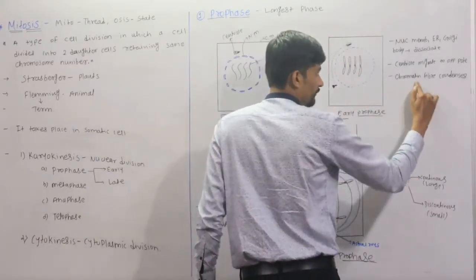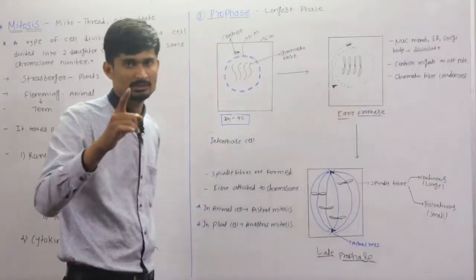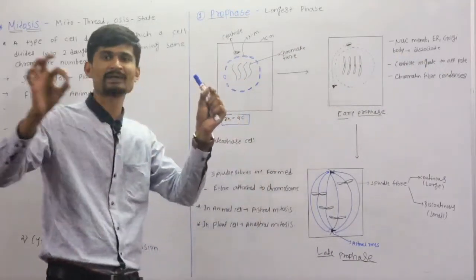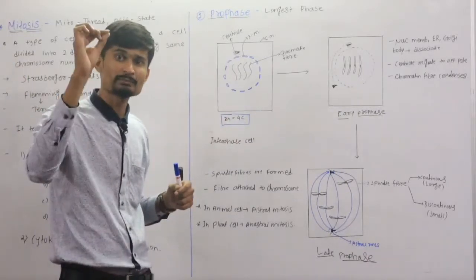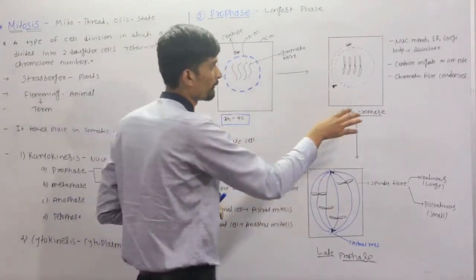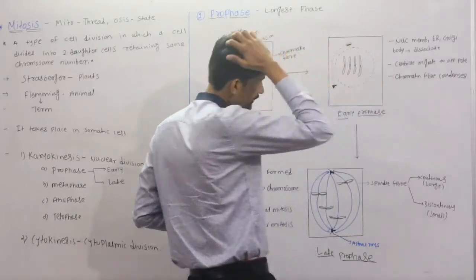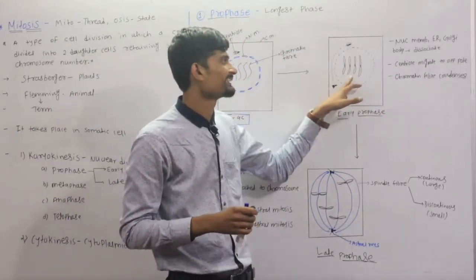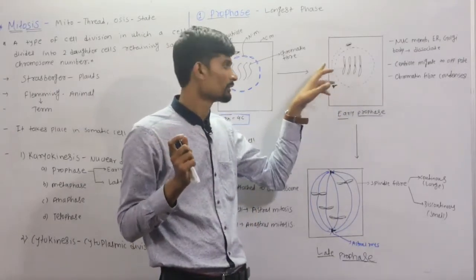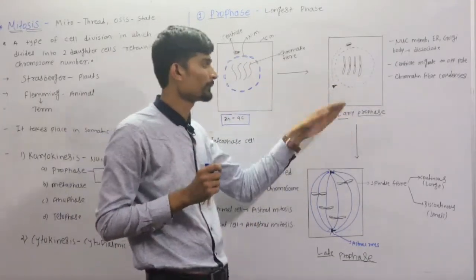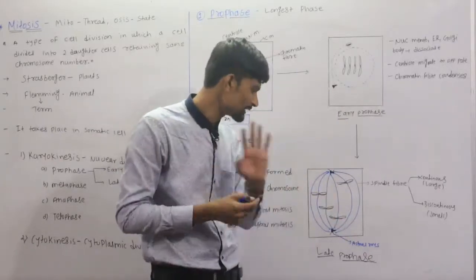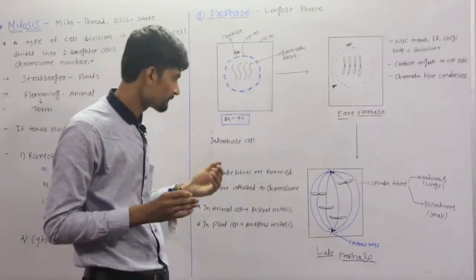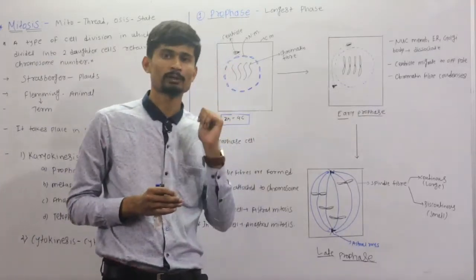Next, the chromatin fiber condenses. I have told you earlier, these are present in a thread-like structure. Now they get condensed, they become short and thick. So the chromatin fiber condenses in the early prophase. So the appearance of the chromatin fiber is like this. Now from early prophase, the cell enters into the late prophase. Actually this is one phase, that is prophase. We are dividing it into early and late for our convenience.